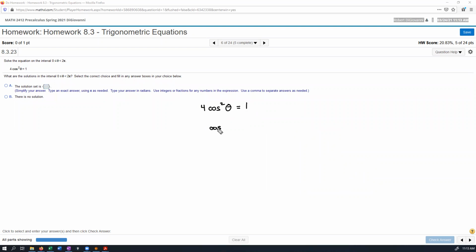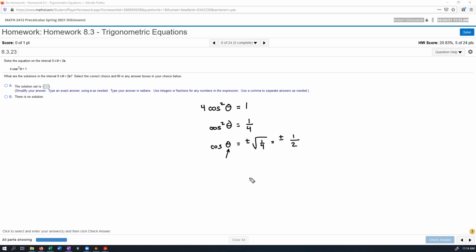Okay, I'll divide both sides by 4. Oops, not 4, 1/4. Okay, got it. Now I'm going to take the square root on both sides. When I do the square root on the left, I get just cosine theta. And when I do the square root on the right, I get plus or minus the square root of 1/4. That's plus or minus, take the square root of the top, I get 1, the square root of the bottom, I get 2. So I want to know where the x coordinate is positive or negative 1/2.